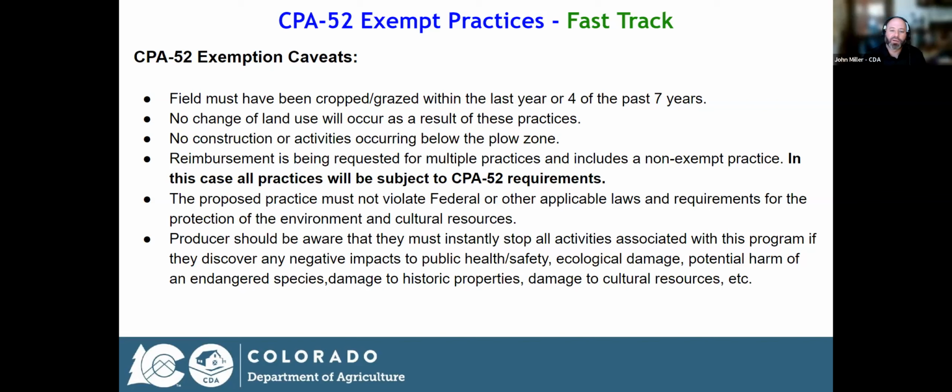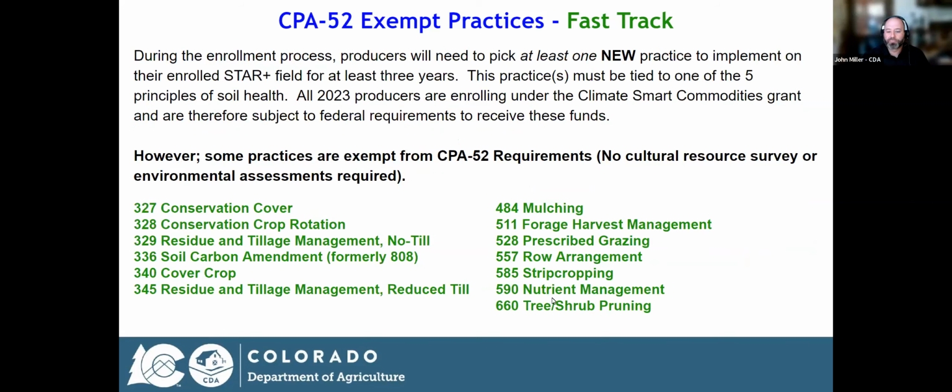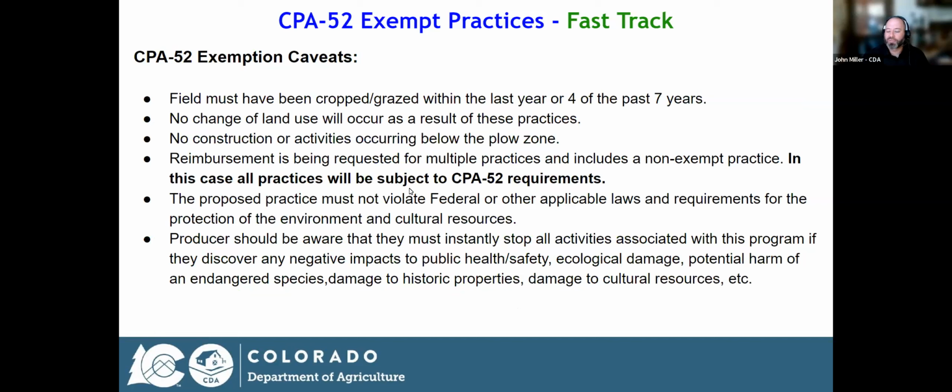So this is a key one here, and why some of our practices are exempt and some are not. They're assuming cover crop plantings and things like that are not going below the plow zone. Reimbursement is being requested for multiple practices and includes a non-exempt practice. So let's say the producer does choose a conservation cover, but they also choose fencing, which is a non-exempt practice. They will then have to go through the CPA 52 requirements for both of those practices, the non-exempt and the exempt. So it will nullify the exemption of the original practice.